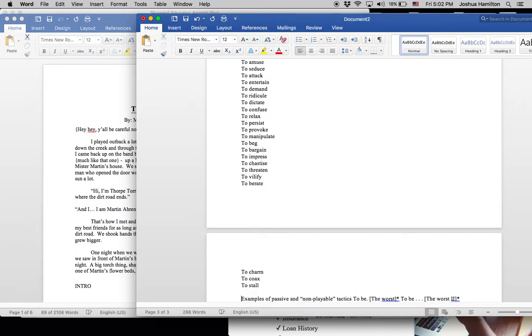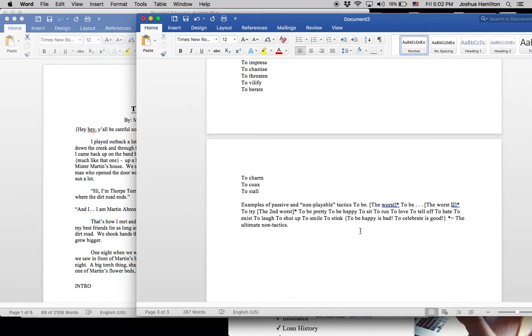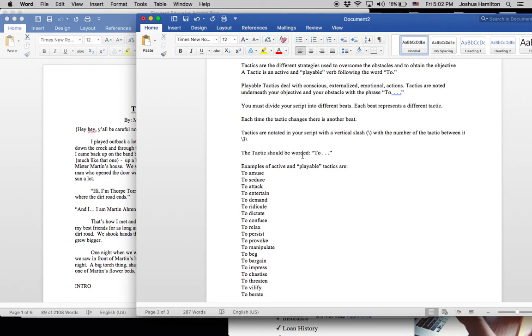Here are some passive examples, so they're not actually playable. Those are like: to be the worst, to be pretty, to be loved. So they can be non-playable tactics too. They can be passive. So how do we do that on our script?